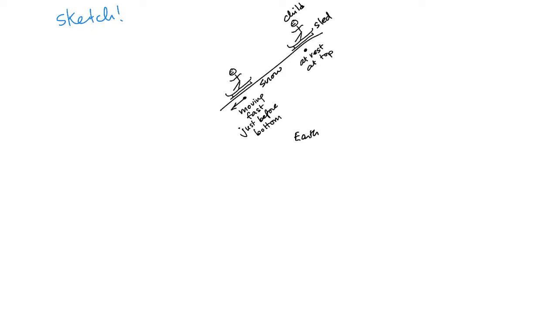So I've drawn a sketch of the child on the sled, and they're going to sled down. I've labeled every object in the picture: child, sled, snow, and earth. I've also labeled the 2 times that I'm interested in. So the child starts at rest at the top, and by the time the child gets close to the bottom, they're moving pretty fast. All right.